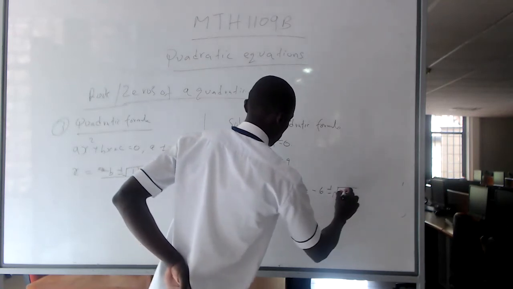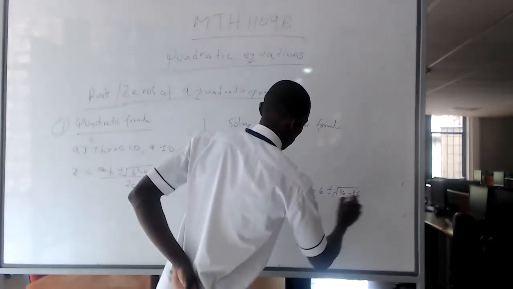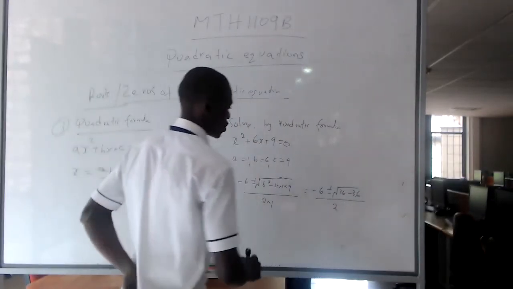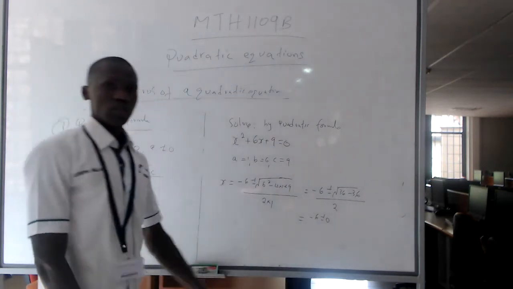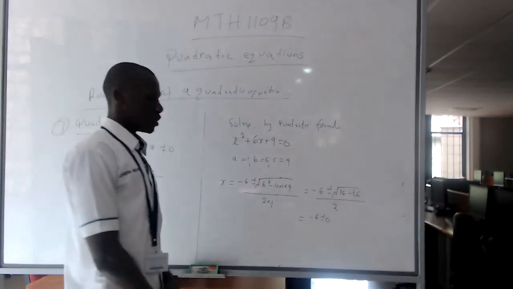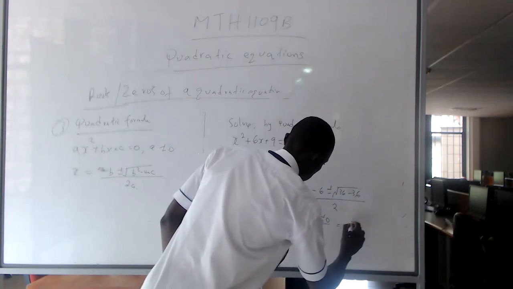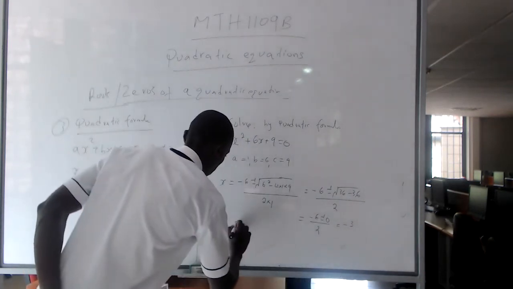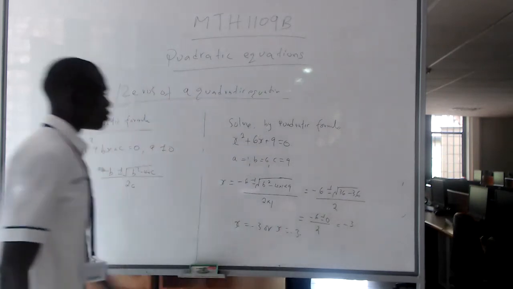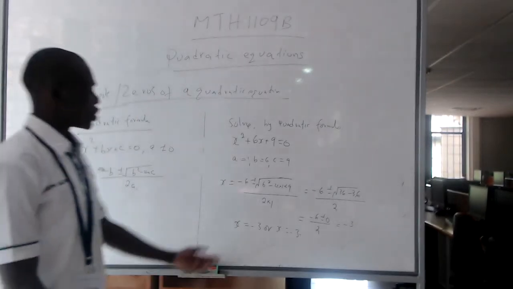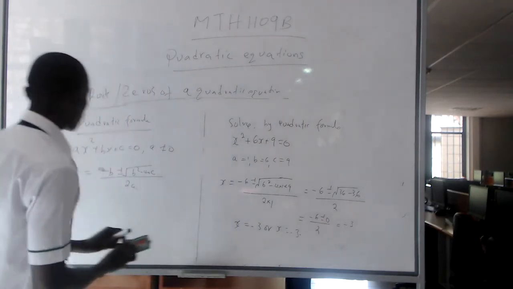which gives you minus 6 plus or minus the square root of 6 squared is 36. 4 times 1 is 4. 4 times 9 is 36. All of that divided by 2. 2 times 1 is 2. So this gives you minus 6 plus or minus the square root of 36 minus 36, which is 0. So the square root of 0 is 0. Divide this by 2. So you get minus 6 divided by 2 is minus 3. So here either x is minus 3 or x is minus 3, which you can confirm from our previous solution of this by factorization.